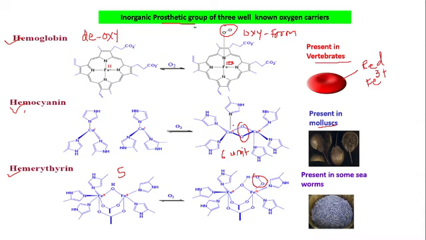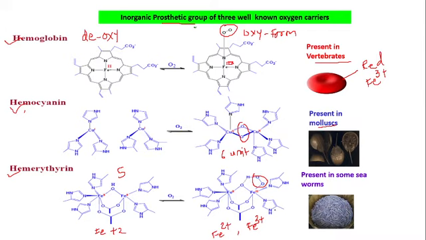Third is hemerythrin. This hemerythrin does not contain a heme group. In the deoxy form, the 2 Fe have the +2 oxidation state, and after oxidation, one Fe has a +2 oxidation state and the other has a +3 oxidation state. That means in the deoxy form, both Fe are +2, and in the oxy form, one Fe is +2 and the other Fe is +3.